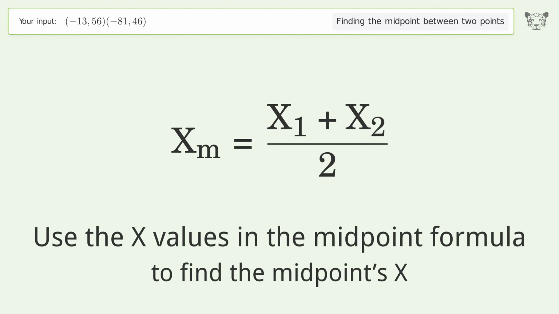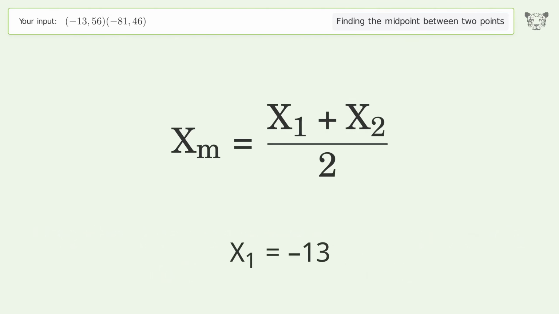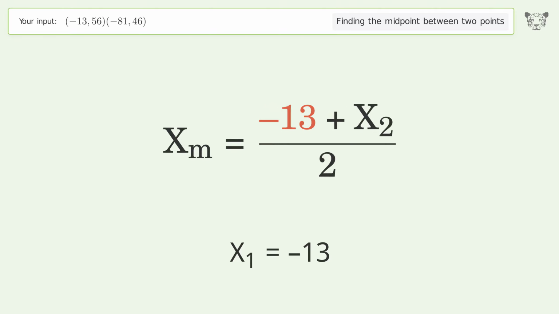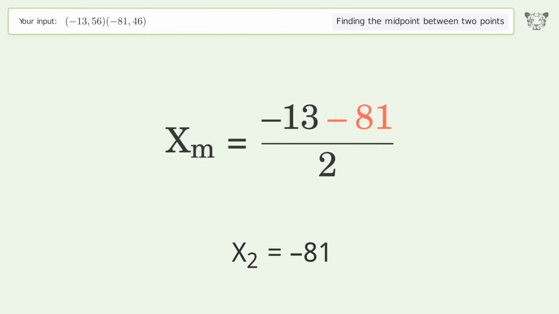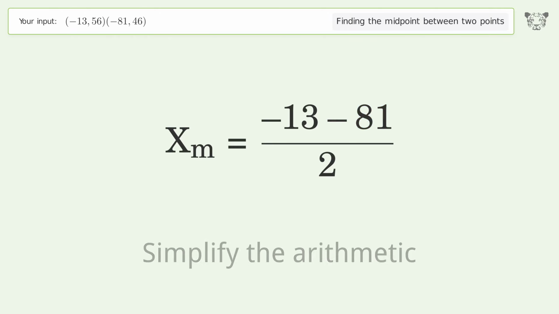Use the x values in the midpoint formula to find the midpoint's x. x1 equals -13. x2 equals -81. Simplify the arithmetic.